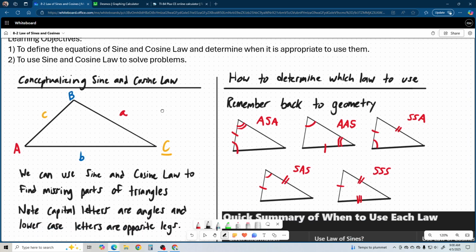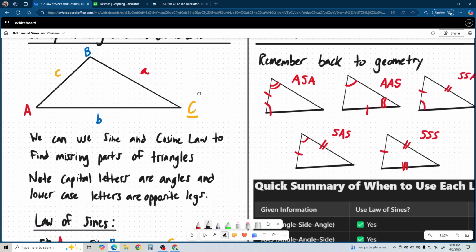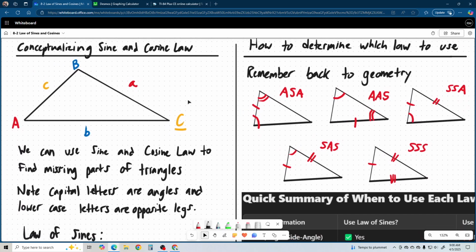So let's start by talking about what sine and cosine law even are. When we conceptualize the idea of a triangle, we have three angles and three sides. What's true about a triangle is that the larger the angle, in other words, if we look at angle A here, the larger angle A is, the larger the opposite side length will be. If angle A is the largest angle, side A will be the largest side.